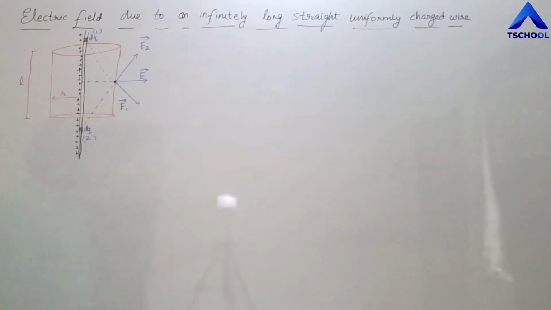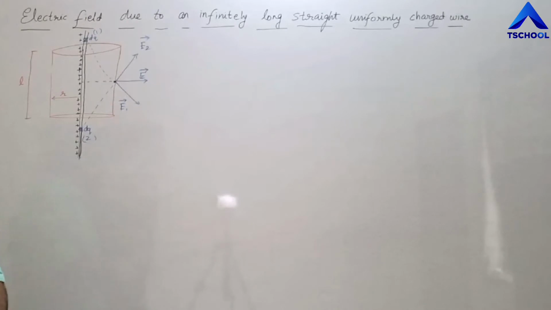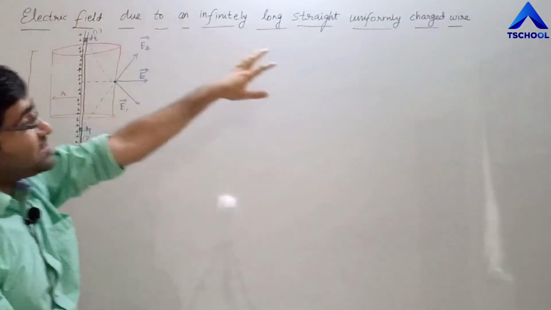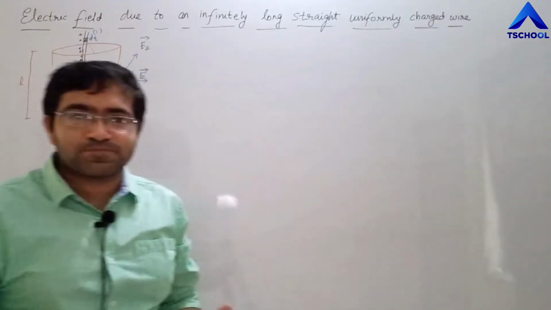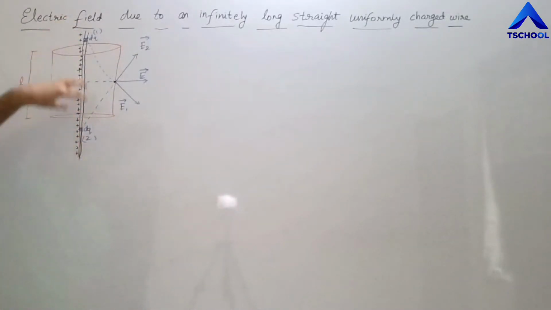Alright, so let's start. What we have here is a very long straight wire, infinitely long actually, right? So it has no ends. Obviously you can't make such a wire, right? But for practical purposes, we could say that this wire is very long and straight. Not only that, it is uniformly charged. That means there is charge at each point of this wire, right?